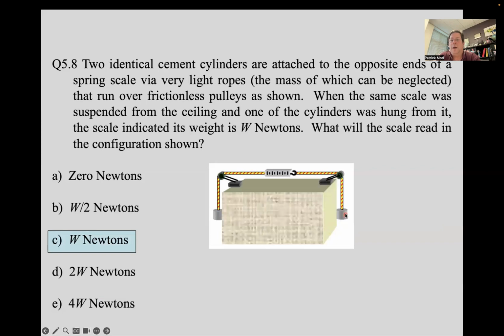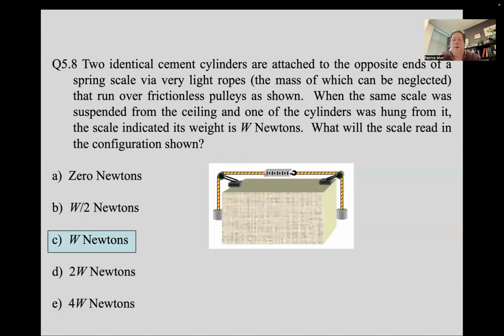I can do the same analysis for the right cement cylinder. It has a weight W, but it begins and remains at rest. So it's pulled up by a tension that is W newtons strong. And every little segment of the rope is being pulled by a tension above and below, or a tension right and left, of magnitude T all throughout the rope until I get to no more rope.